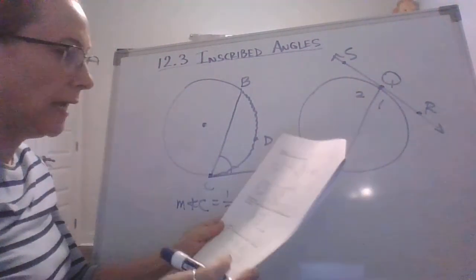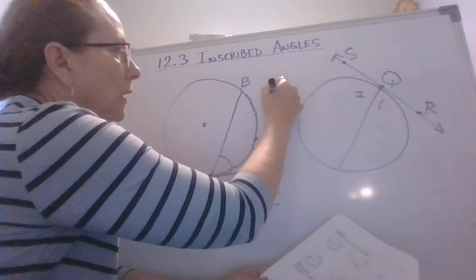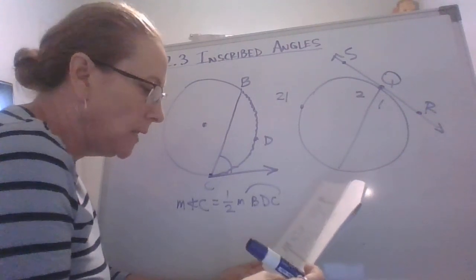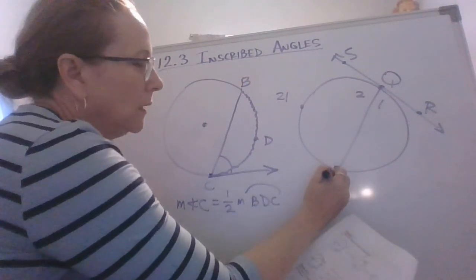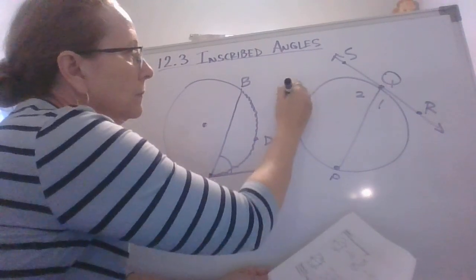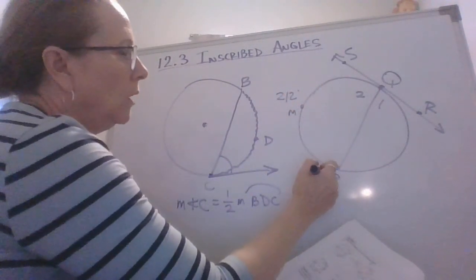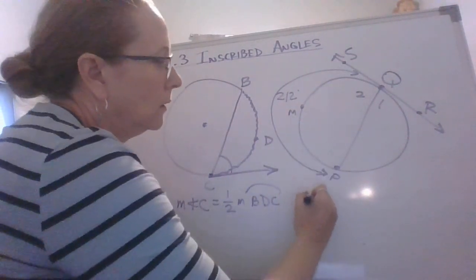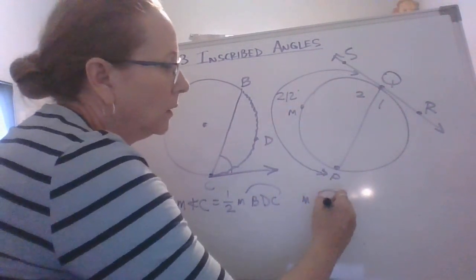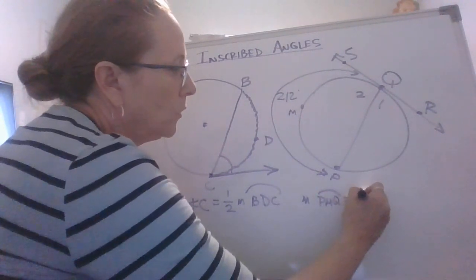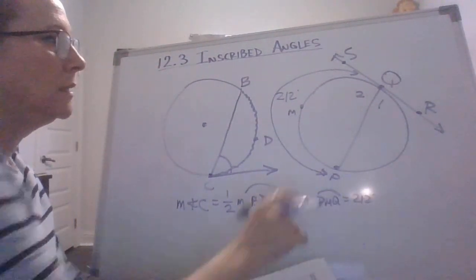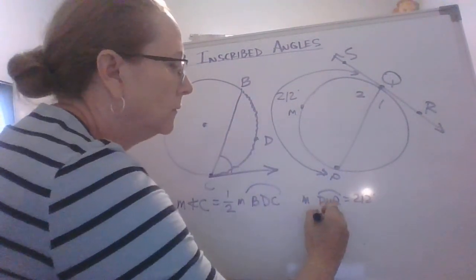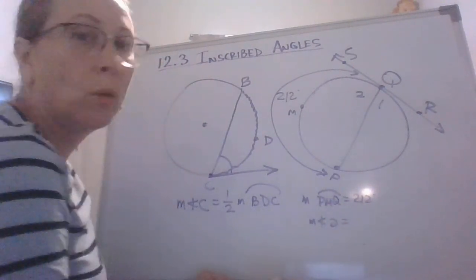So we're asked to find angle 1 and 2. What we're given over here is that from P to M to Q, all the way around here, PMQ is equal to 212. So if this arc is 212, then angle 2 would be half of that, or 106.